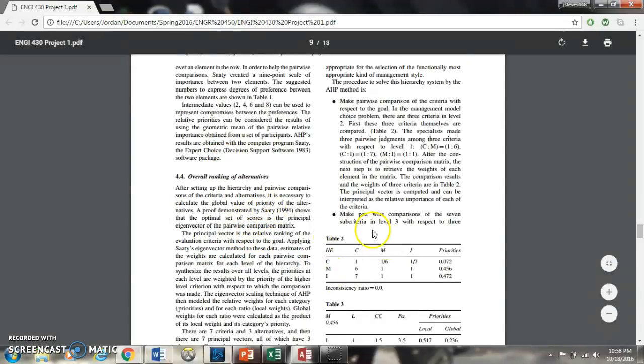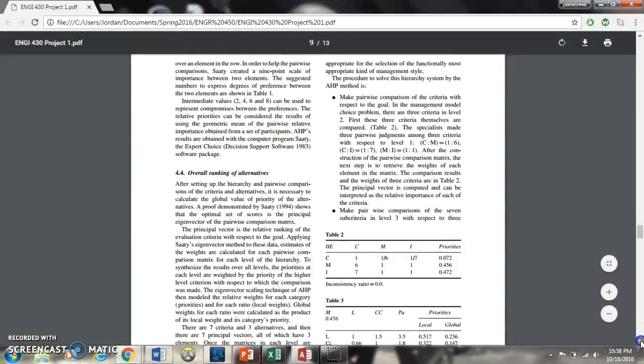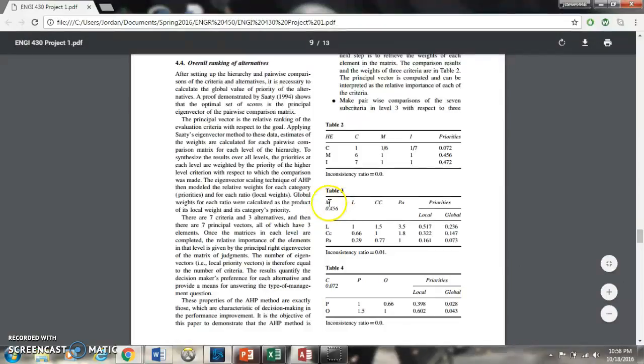So here's the top level of the hierarchy. There's conditional, managerial, and individual, and how they're all related to each other. And the ratios are pairwise comparisons. And then it goes below that. So here's the managerial table. There are three sub-criteria of managerial, and so on and so forth.